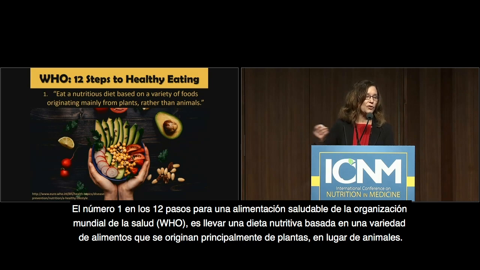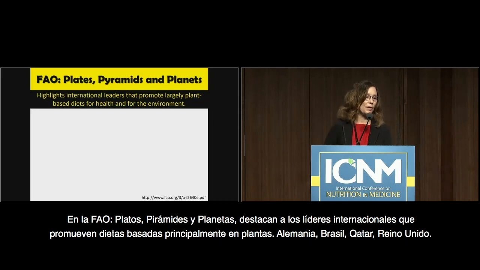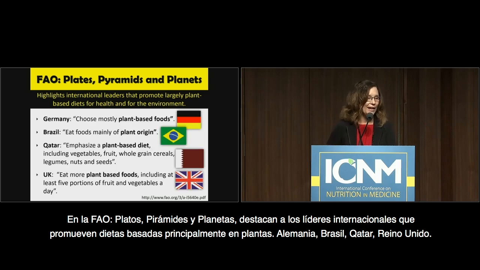Number 1 in the 12 steps to healthy eating from the World Health Organization is to eat a nutritious diet based on a variety of foods originating mainly from plants rather than animals. In the FAO Plates, Pyramids, and Planets, they highlight international leaders that promote largely plant-based diets. Germany, Brazil, Qatar, the UK.